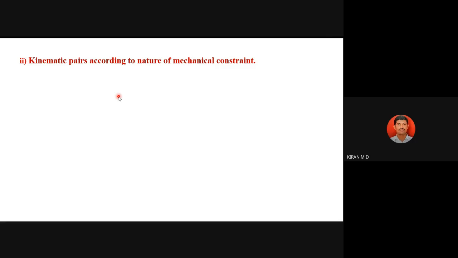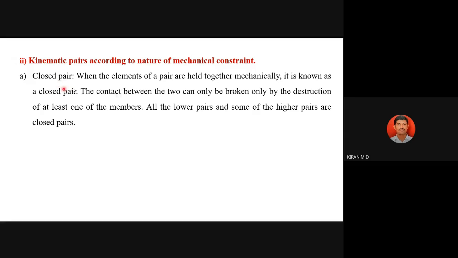Okay, so here, constraint, we are going to consider closed pair. Before going to know the closed pair or open pair, we should know what that constraint is. It means how we are going to keep the contact between the two surfaces. That is the constraint. When two components have relative motion to each other, if you want to transmit the motion from one link to another link, they should have contact. How are we going to maintain the contact?